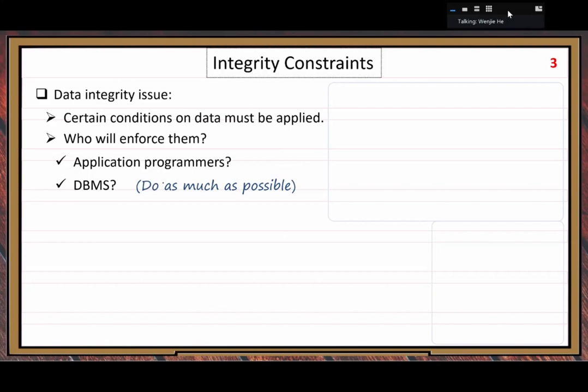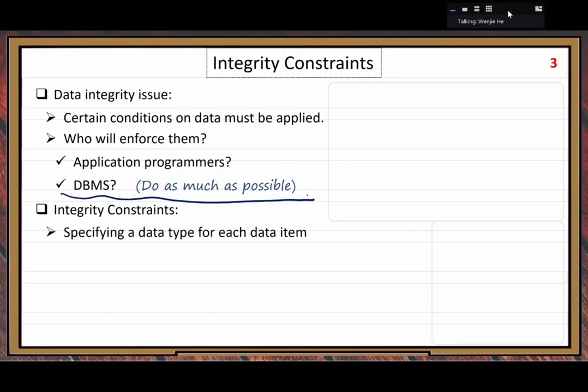If we can make the DBMS do it, then we should make the DBMS do it. If it's too hard for the DBMS, then at the end, we application programmers need to write stored procedures to implement complex constraints. All right. Now, let me give you the simple integrity constraints, several types.